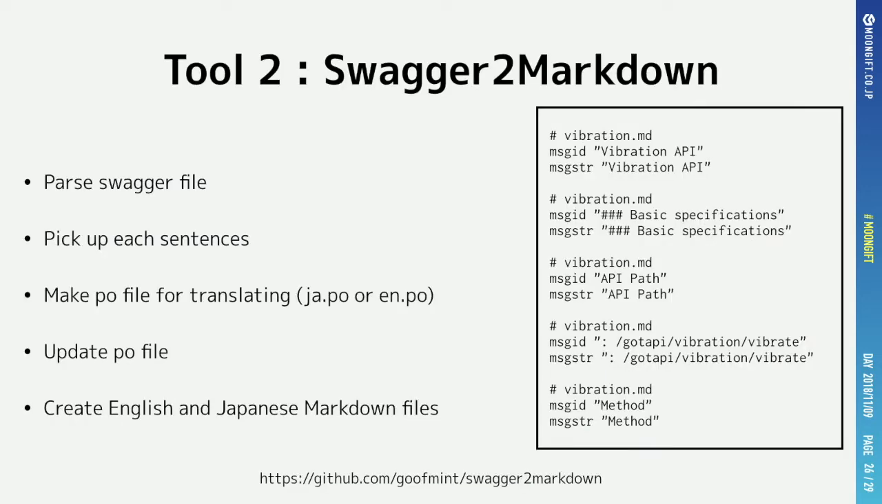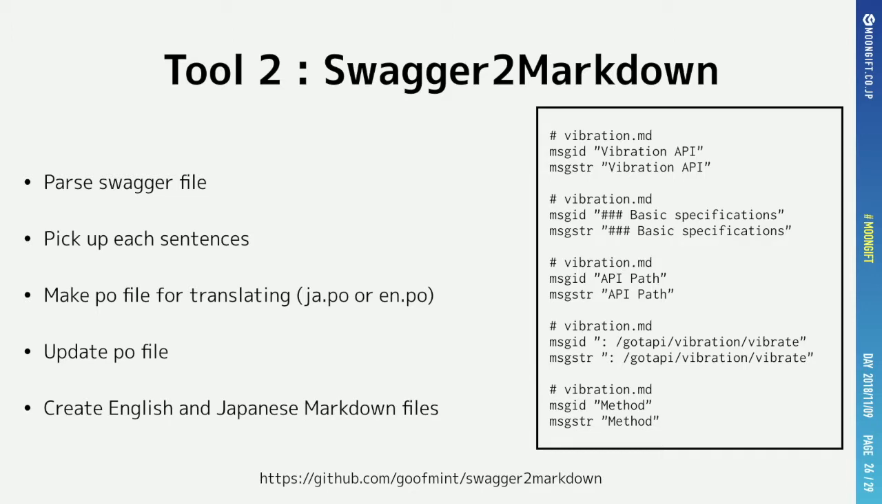I made a tool again, named Swagger to Markdown. The first tool is curl to Swagger, and this tool is Swagger to Markdown. It's very simple, right? This tool is also open source software, and it parses Swagger YAML. Many programming languages support parsing YAML, and I made this tool in JavaScript, and JavaScript also supports parsing YAML.